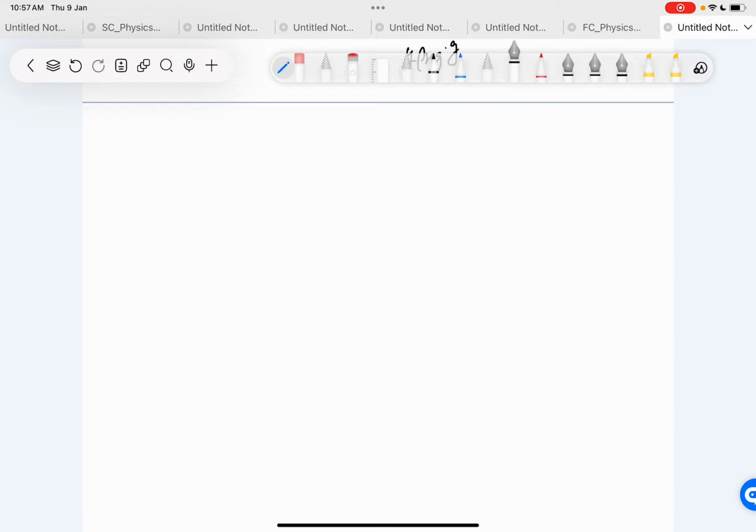Now, what about today's concept? No, not today, this moment's concept. The new one that we will learn is regarding the PV plot. The PV plot, and here we'll be discussing two of the important points.